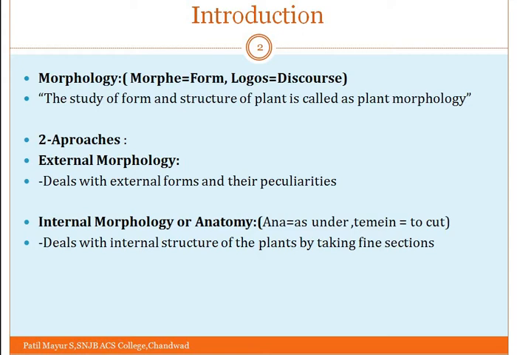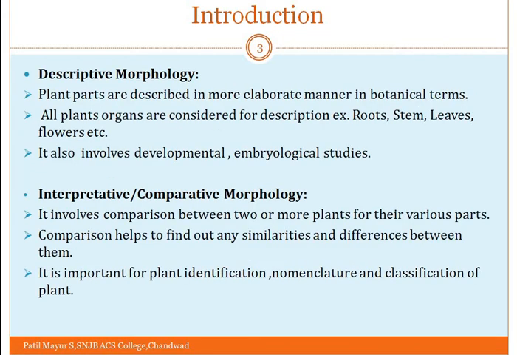Then we studied two different approaches of morphology: external morphology and internal morphology, which is appropriately called anatomy. If the study of external features or external form is there, it is external, and if it is internal structure, it is studied under anatomy. Then we discussed two different aspects of morphology: descriptive morphology, and second, interpretative or comparative morphology.